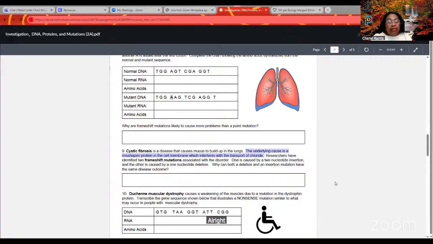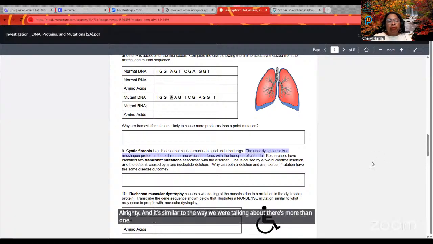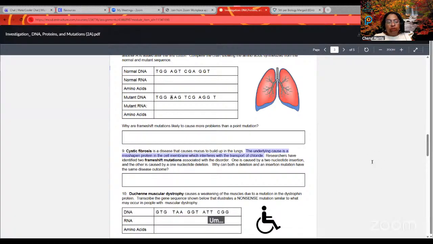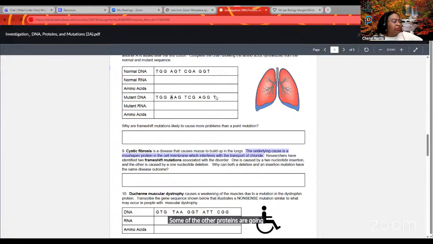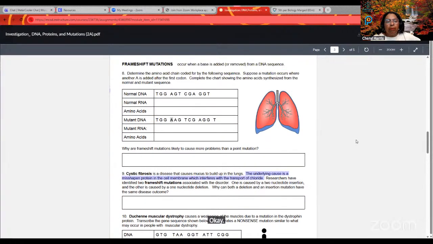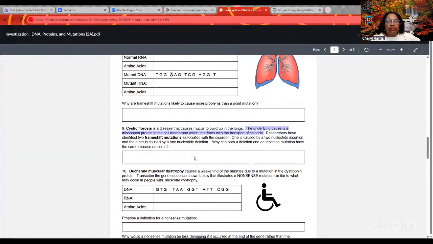All righty. And it's similar to the way we were talking about there's more than one set of amino acids. So I'm sure if we continued the chain of events, it would show that some of the other triplets are going to code for similar amino acids. So aside from the first one being off, it'll still cause the same disease. All right. So that's cystic fibrosis.